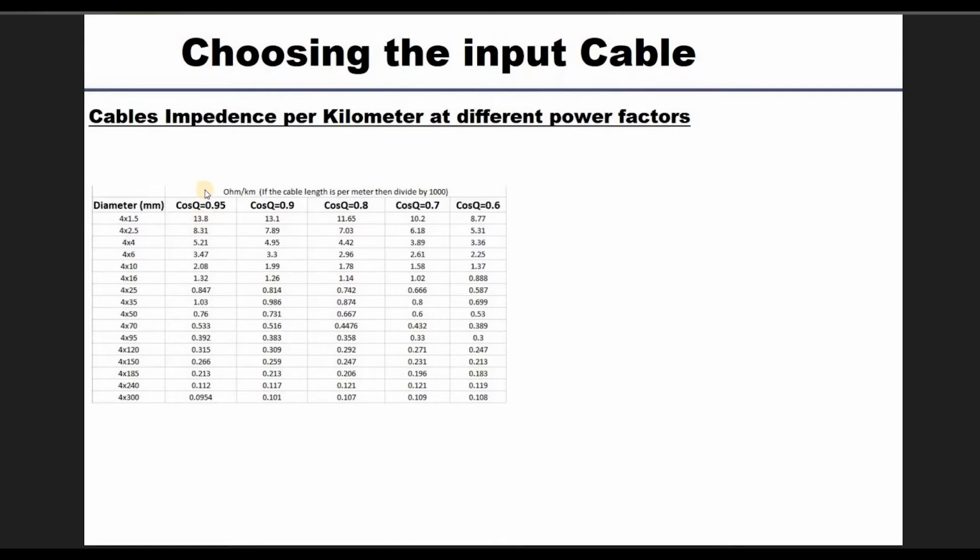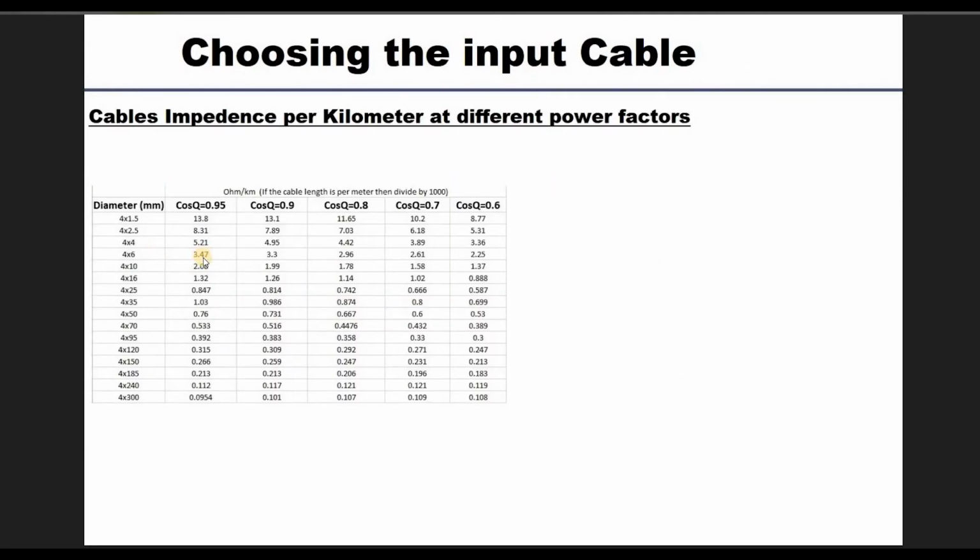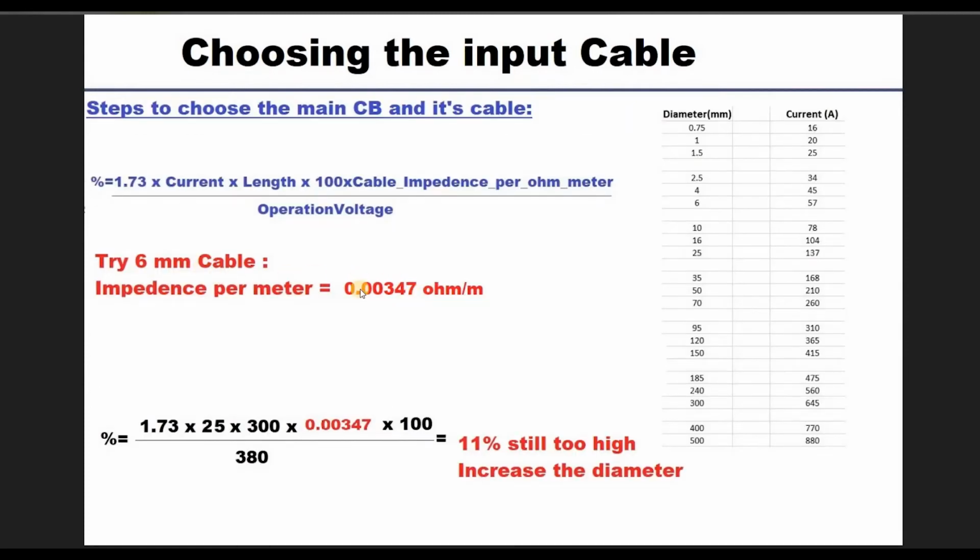So we are using this area here at cosine phi equals 0.95. As you saw, we used 0.0138. Because it's per meter, we divided it by 1,000 and we got this. Now, let's use a 6 millimeter cable. 6 millimeters is 0.0347, which is 0.00347 per meter. If we apply it, we get 11%.